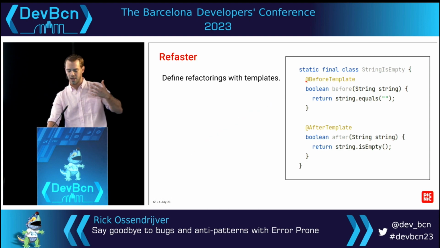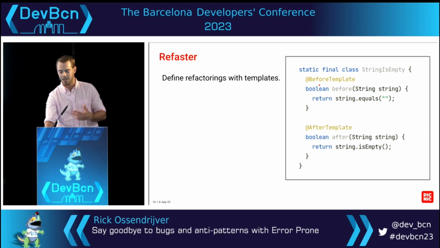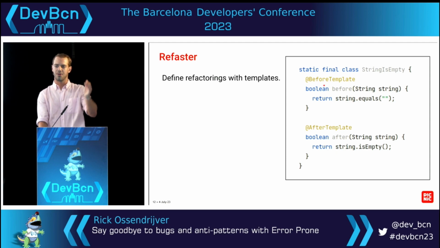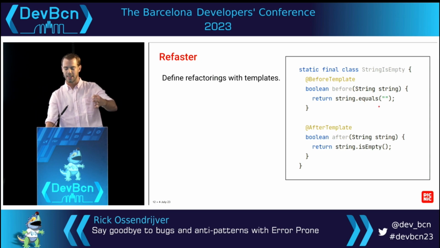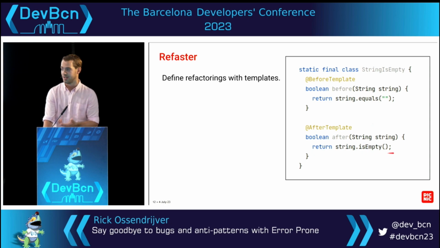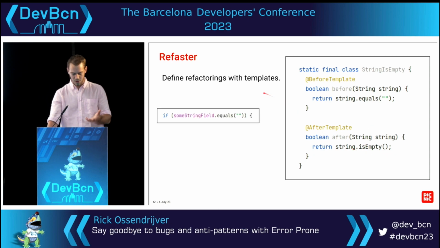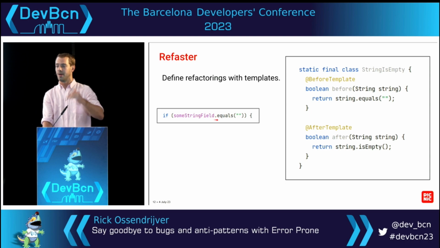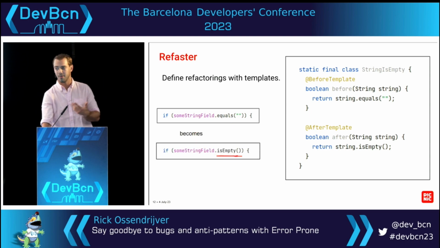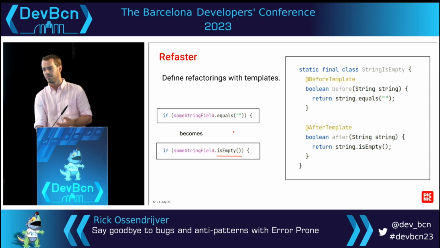So at the top we have a before template, and what we can say is that we want to match any arbitrary string expression where the equals is used. And if we apply the Refaster rule, then we want to rewrite that to the .isEmpty. So on the left we have an example of something that we would match in the code, and if we apply this Refaster rule, then it would automatically get rewritten to the .isEmpty.